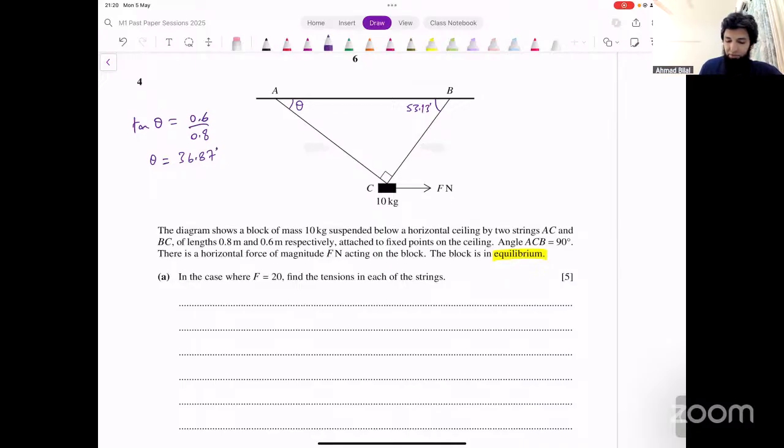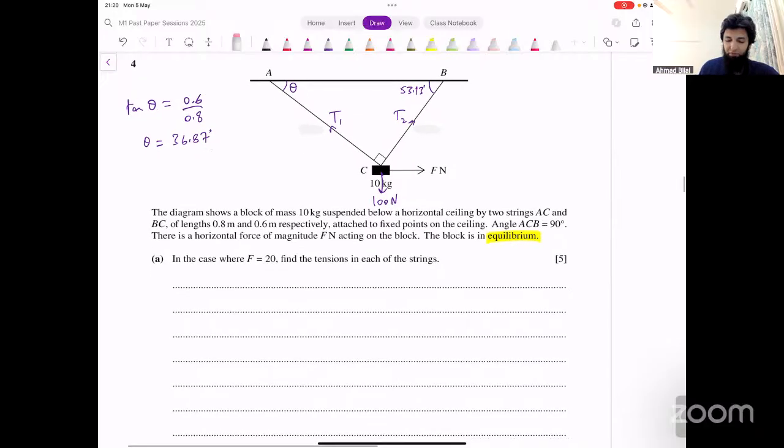Let's resolve the forces. We've got weight acting on this block that acts vertically downwards, 100 Newton. There's tension acting in this direction. Let's call that T1. There's tension acting in this direction. Let's call that T2. It's going to be different tensions because it's a fixed point here. The string is not free to slide through this. So we've got different tensions.